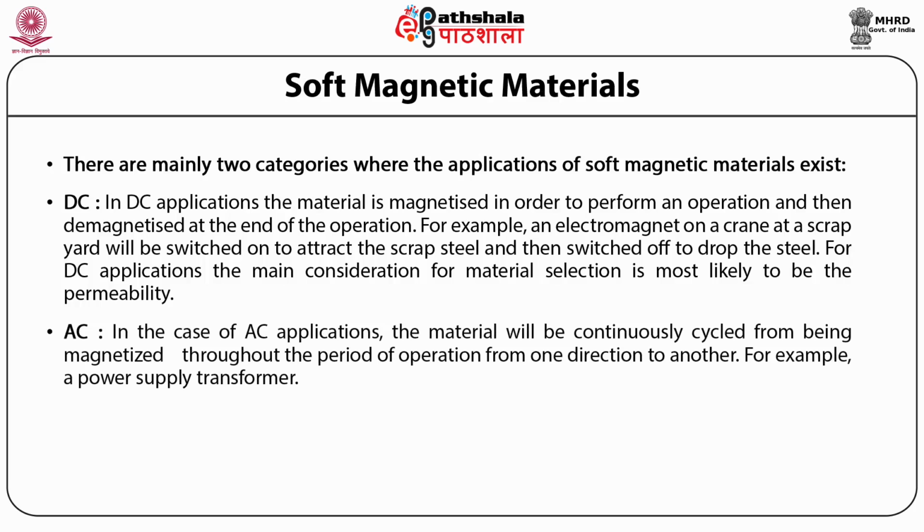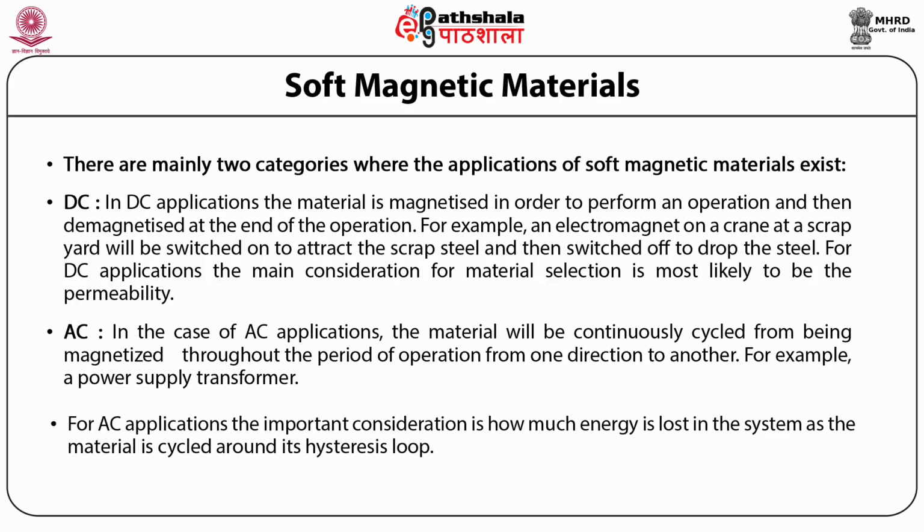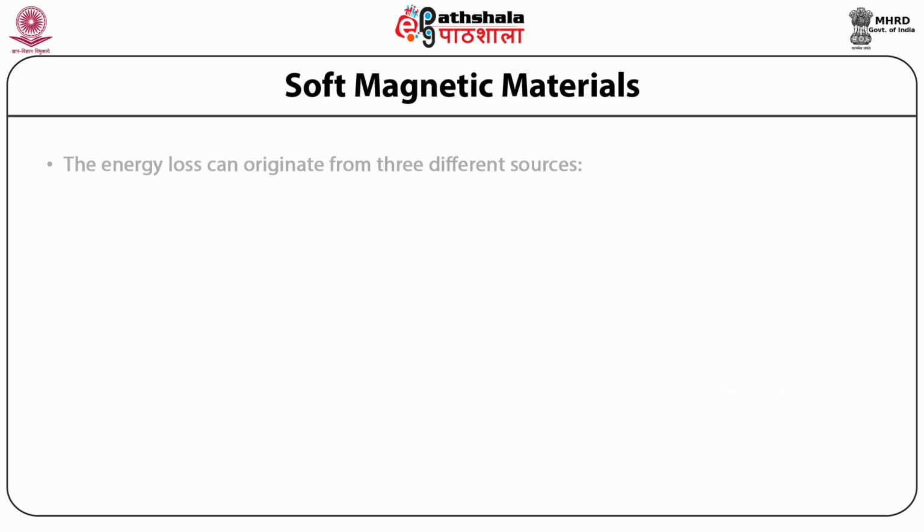In the case of AC applications, the material will be continuously cycled from being magnetized in one direction to another throughout the period of operation, for example, in a power supply transformer. For AC applications, the important consideration is how much energy is lost in the system as the material is cycled around its hysteresis loop. The energy loss can originate from three different sources.